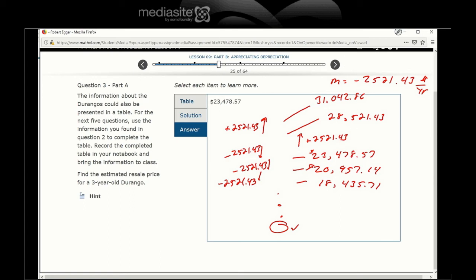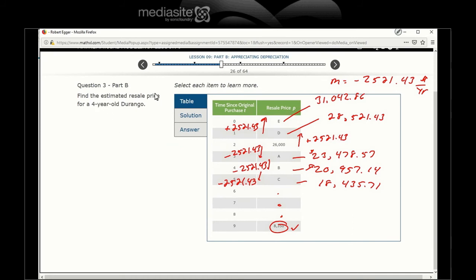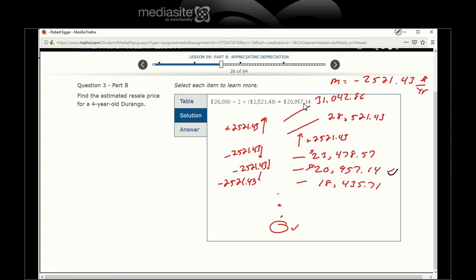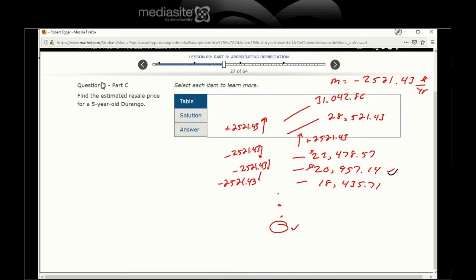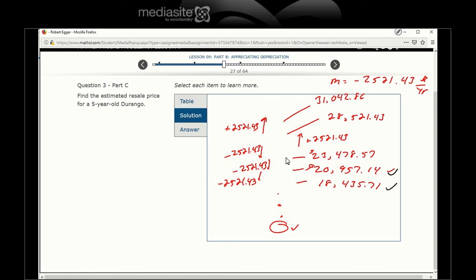All right, so that's question 1. Keep going. Find an estimated resale price for a 4-year-old Durango. All right, here's a 4-year-old Durango. 20,957.14. Got it. Estimated resale for a 5-year-old Durango. 5-year would be C. 18,435.71.